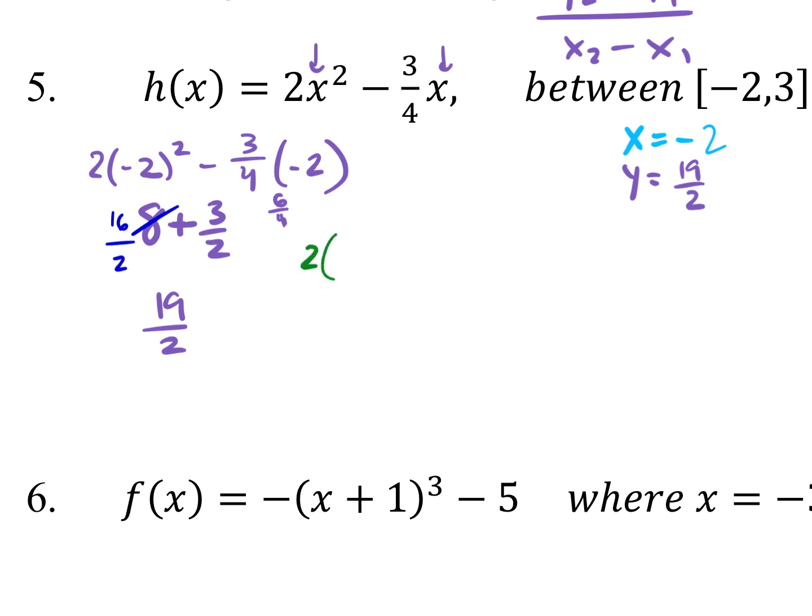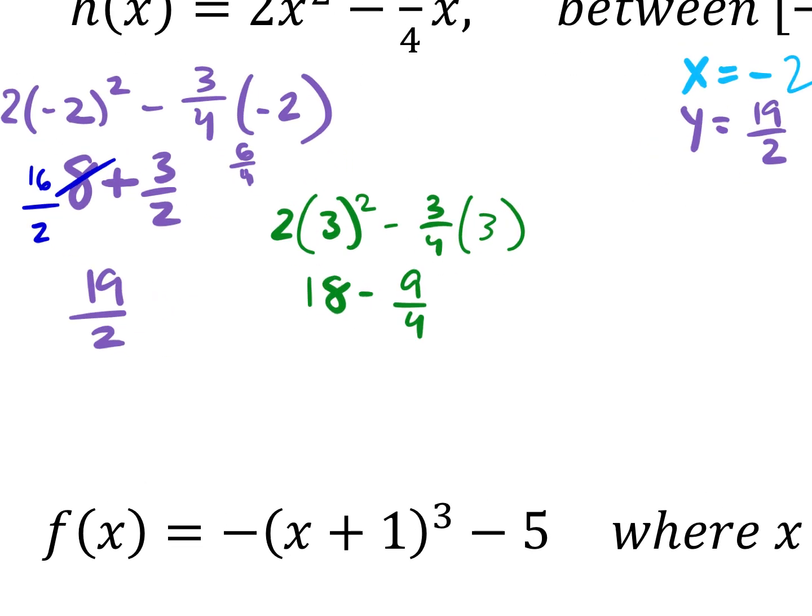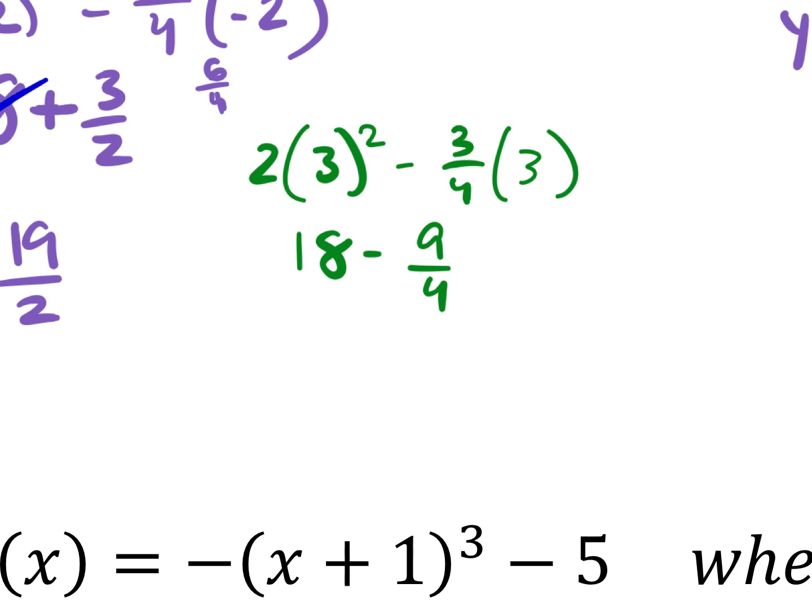So I have 2 times 3 squared minus 3/4 times 3. 3 squared is 9. 9 times 2 is 18. 3/4 times 3 would be 9 over 4. What do I need if I'm adding or subtracting fractions? Common denominator. So I need to change 18 to have a denominator of 4. So I'm going to multiply 18 times 4. What's 18 times 4?